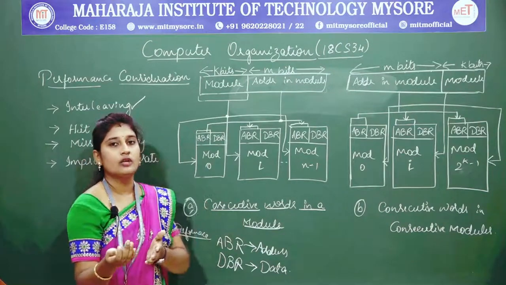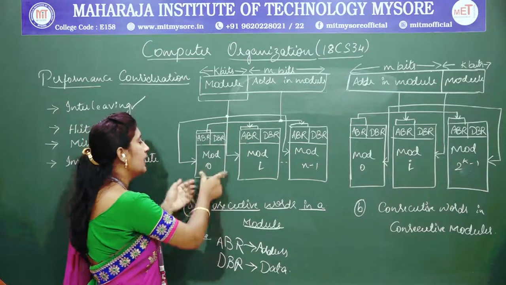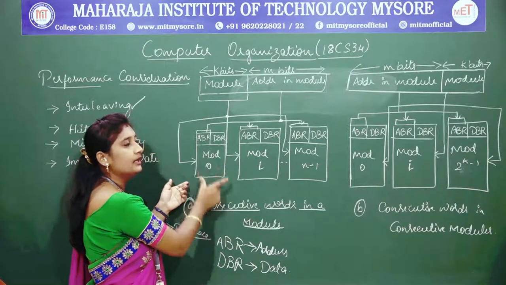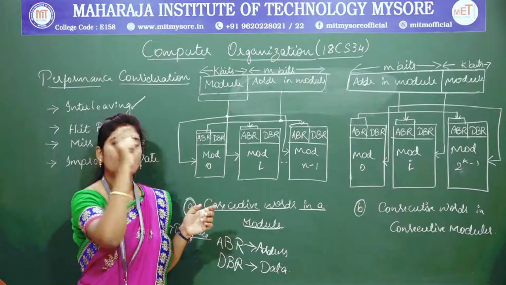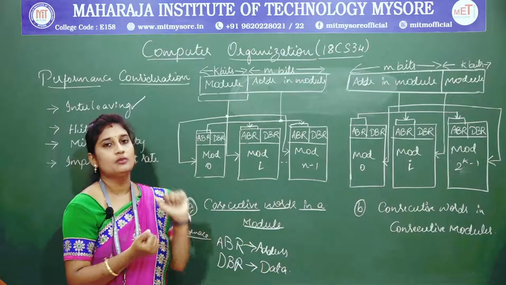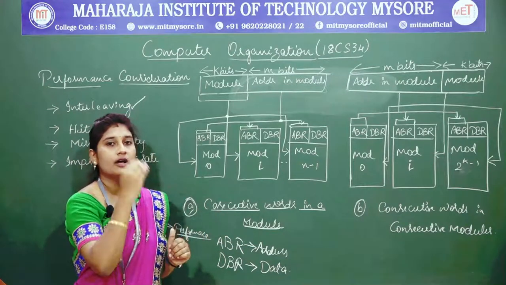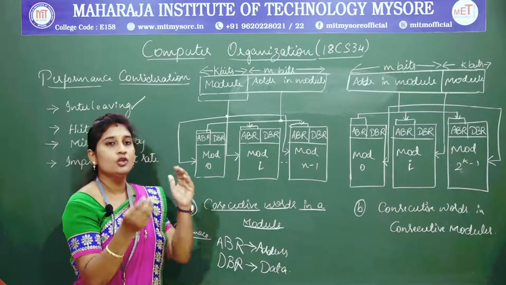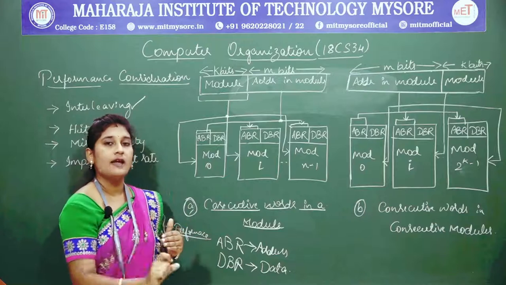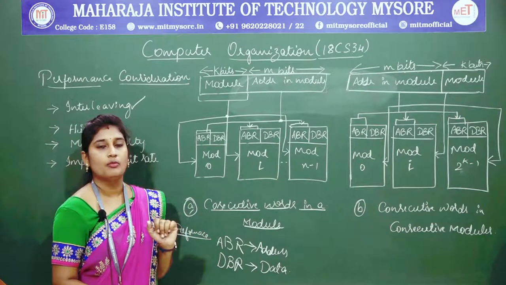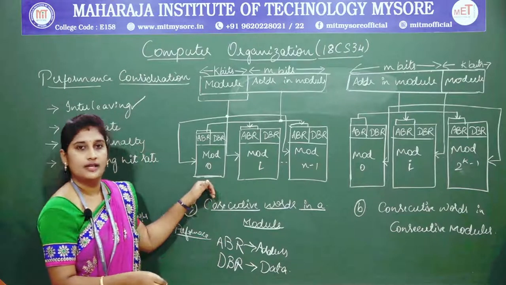So in your main memory, if you want to move the complete module 0, in the complete module 0 there will be n number of words, isn't it? So you want to move that complete block of data to your cache memory. Instead of accessing one word after another word, you will be simultaneously accessing every word of that particular block continuously by using the interleaving technique.